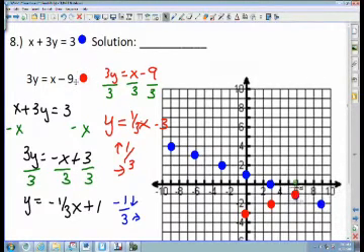Up 1 to the right 3. The two lines intersect right here, and I have (6, -1). Okay? Then you would check it in the calculator the same way.